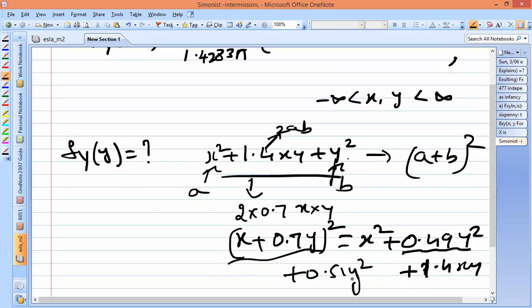Shall I repeat this? Similar problems you need to solve. If you don't understand, I'll just repeat once again.